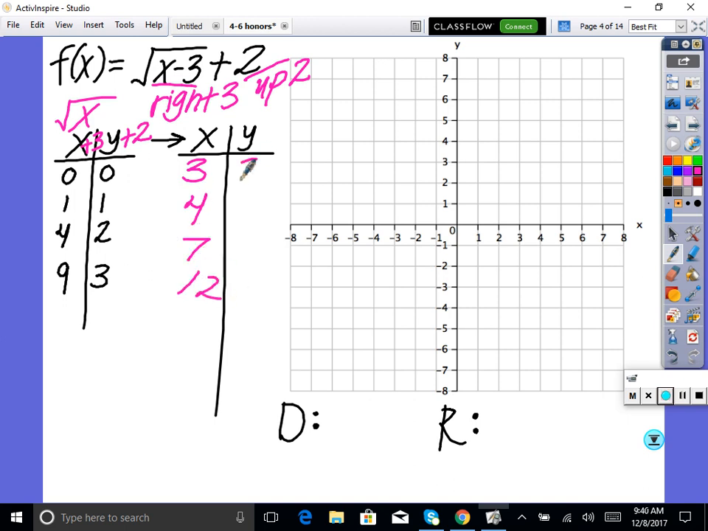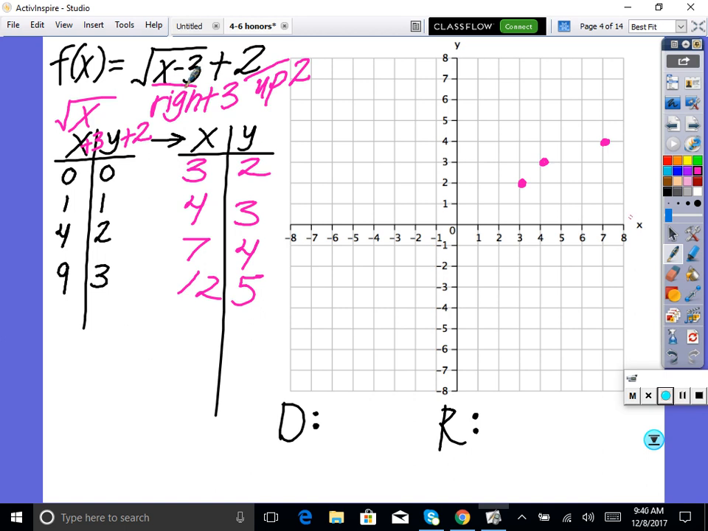Okay? Okay, let's plot those. Over 3 up 2, over 4 up 3, over 7 up 4. And do you see how that would connect? Yeah, something's off here, huh? So we're still good here. But then do you see how that's enough points? I can't fit 12, 5, so that's good enough.